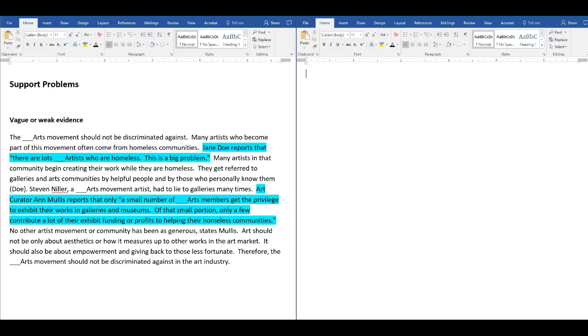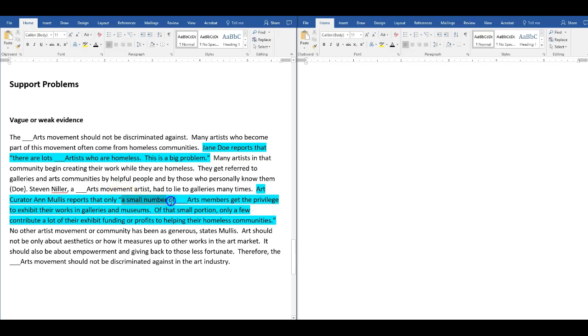The third and last problem are support problems, and there's two types of support problems: weak or vague evidence. This is when the student uses examples, quotes, or other data that are very broad or general and really don't say anything. So if we see what's highlighted on the left here, we see that this is a very general and vague quote. "The artists who are homeless, this is a big problem." It doesn't really specify anything that is too detailed.